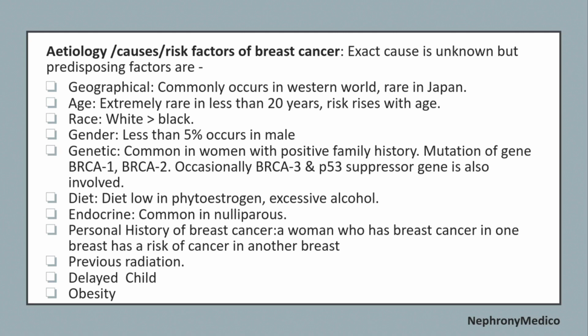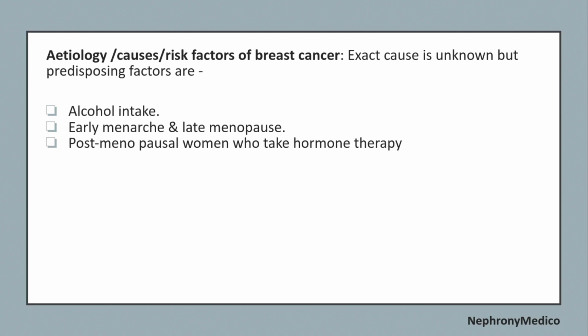Diet: low in phytoestrogen, excessive alcohol intake. Endocrine: common in nulliparous. Personal history of breast cancer. A woman who has breast cancer in one breast has a risk of cancer in the other breast. Previous radiation, delayed childbirth, and obesity. Alcohol intake, early menarche and late menopause, post-menopausal women who take hormone therapy.